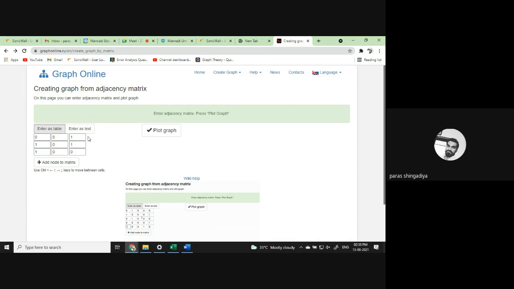So you can create any matrix. You can consider any matrix and create its graph by using this. If the matrix is symmetric, you will always get a bidirectional edge. Here it is not symmetric. Any query, any confusion?